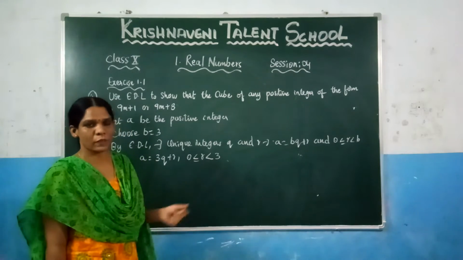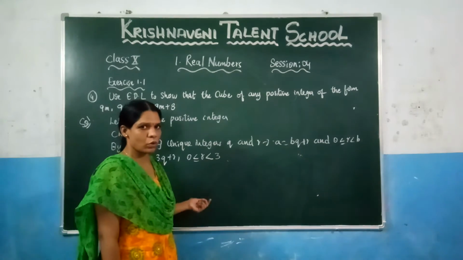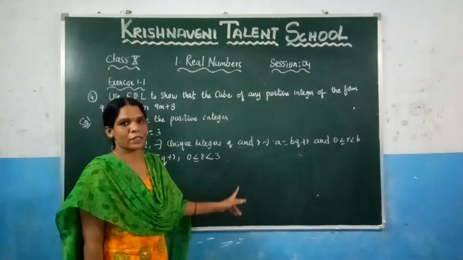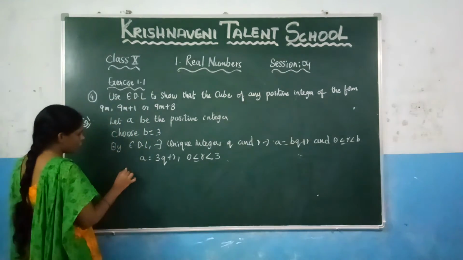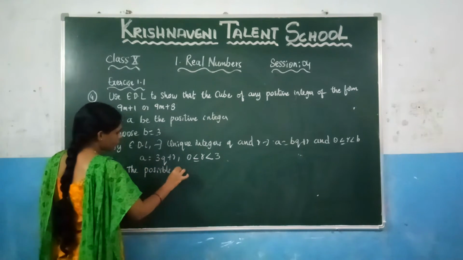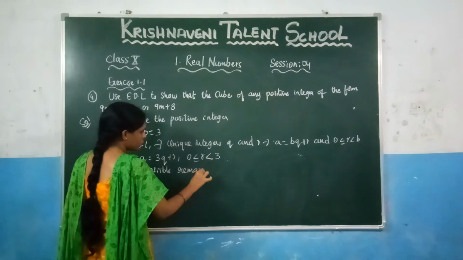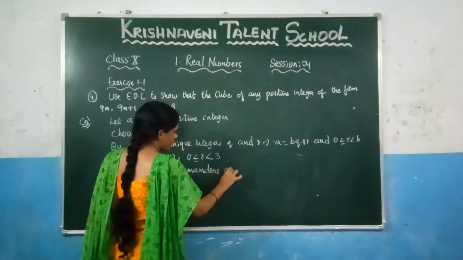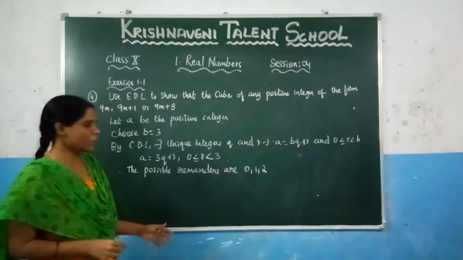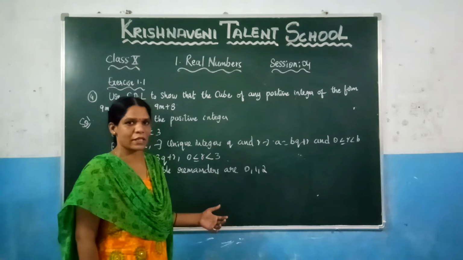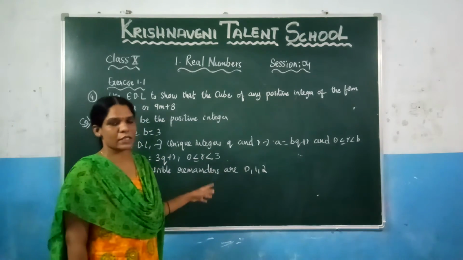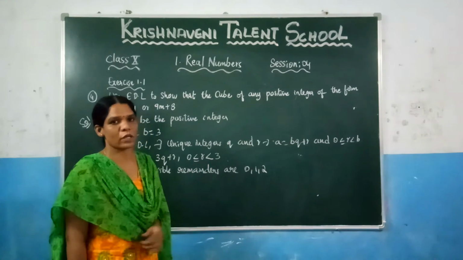So the possible remainders in this case are 0, 1, 2, because the equality symbol is not there, so we should not include 3. Therefore the possible remainders are 0, 1, 2. These are the three possible cases. Let us take each case and prove that the cube of any positive integer is of the form 9m, 9m plus 1 or 9m plus 8.